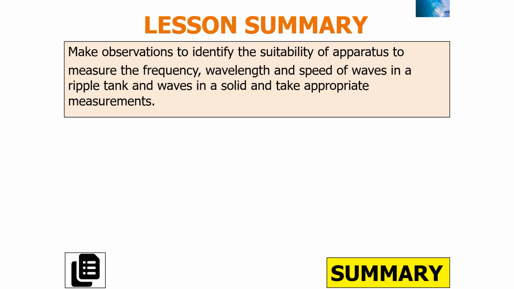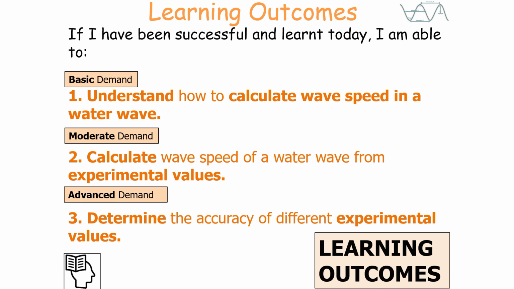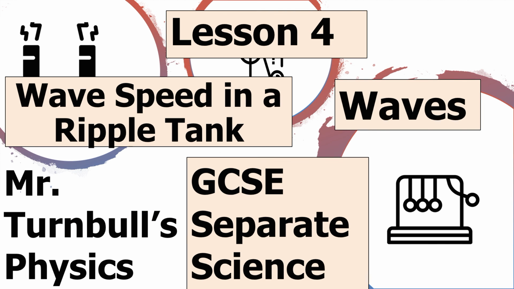Hopefully you can make observations to identify the suitability of apparatus to measure frequency, wavelength and the speed of waves in a ripple tank and take appropriate measurements. So if we've been successful in today's lesson, you can understand how to calculate wave speed in a water wave, calculate the wave speed of a water wave from experimental values and determine the accuracy of the different experimental values. I hope you've enjoyed today's lesson where we've looked at how to calculate the wave speed in a ripple tank, which is a required practical for GCSE Separate Science Physics.